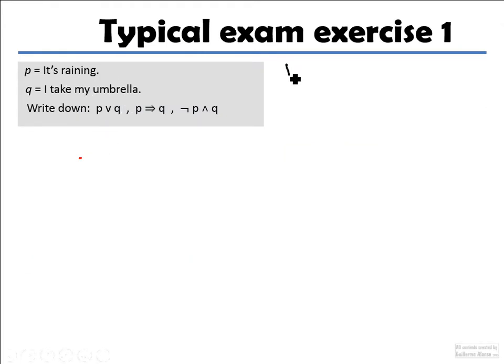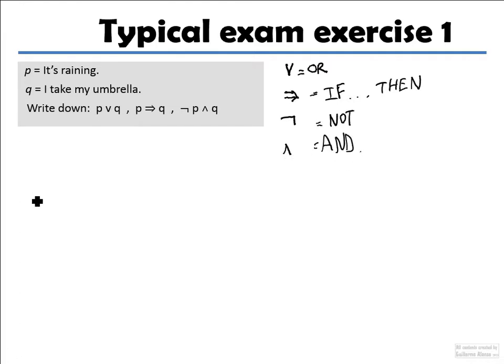Here's a typical exam exercise. They give you statements like P and Q, it's raining, I take my umbrella, and they ask you to write down the phrases. Write down the phrase of what P, V, Q means. So remember that the V is or. That's what that operator means. The arrow is if then. Then we have not, and then we have and. So P, V, Q is going to turn into it's raining, or I take my umbrella. Simple as that. Nothing complicated, right?